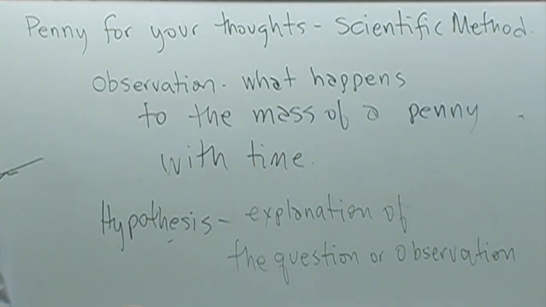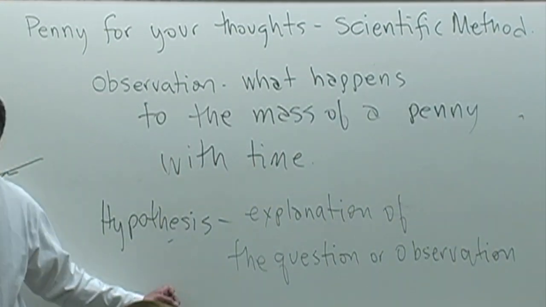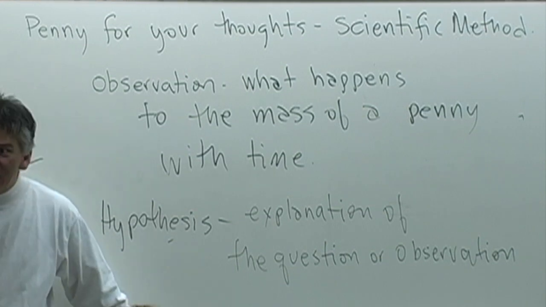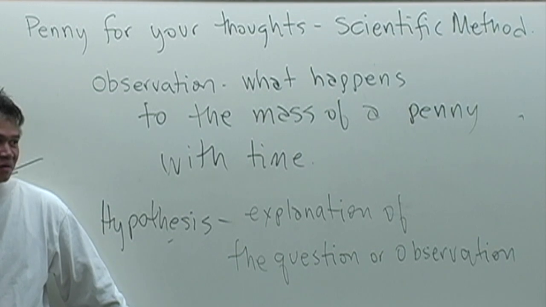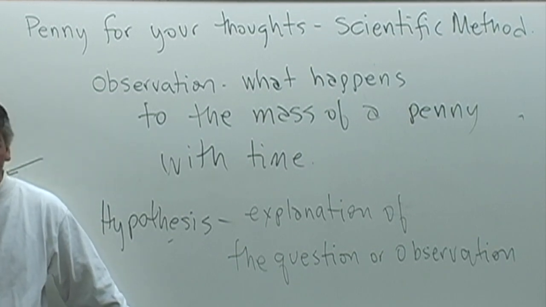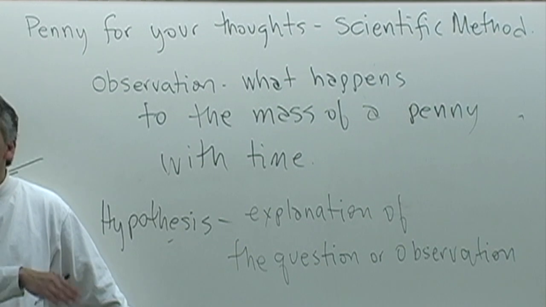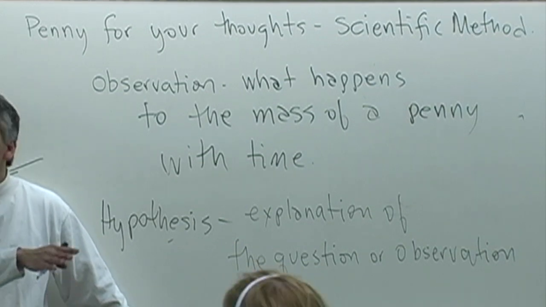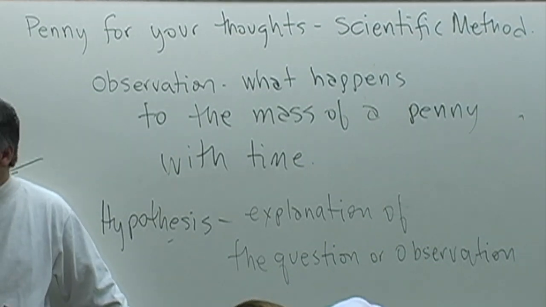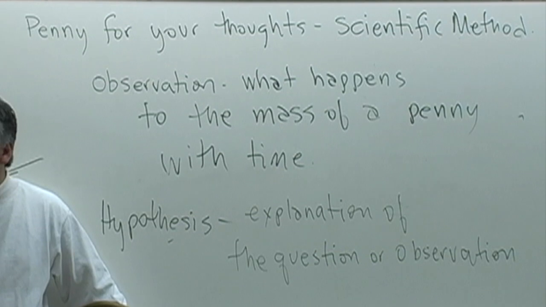So, when you state a hypothesis, there better be a because in there. Okay? Because when you put a because in there, it means that you're trying to explain something. Don't just say that the mass of a penny will decrease with time. Older pennies are going to be heavier in mass than lighter pennies, and stop there. That's not an explanation. That's just a statement of what you expect. It's got to have a because.